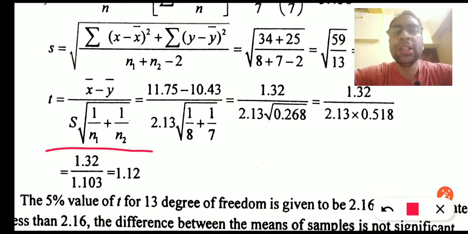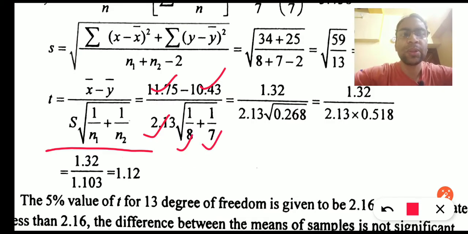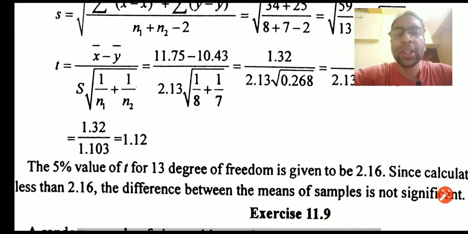Now we will put all the values into the formula. We have already seen that the formula for t for the difference of two samples is given by x bar minus y bar divided by s times the square root of 1 upon n1 plus 1 upon n2. So we have all these values: mean of first sample, mean of second sample, combined standard deviation. This is n1, the items in the first sample, and n2, the items in the second sample. So we will substitute all the values, and we see that t comes to be 1.12.